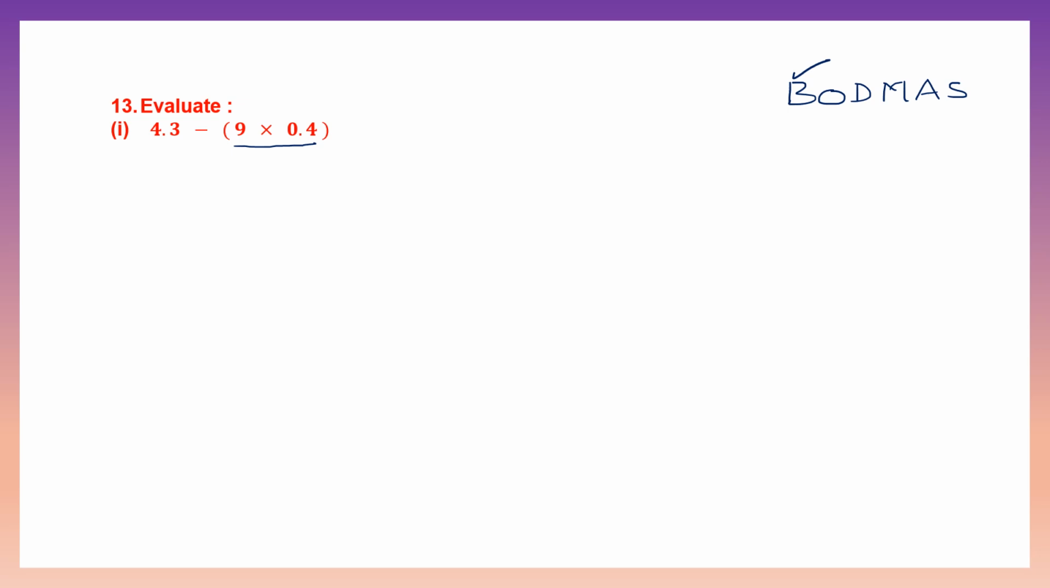So in brackets, what do we have? 9 into 0.4. Isn't it? Now ignore the point and multiply 9 into 4. 9 fours are 36. Now go back to the question. There is one decimal place. So your answer also should have one decimal place. So that is 3.6.